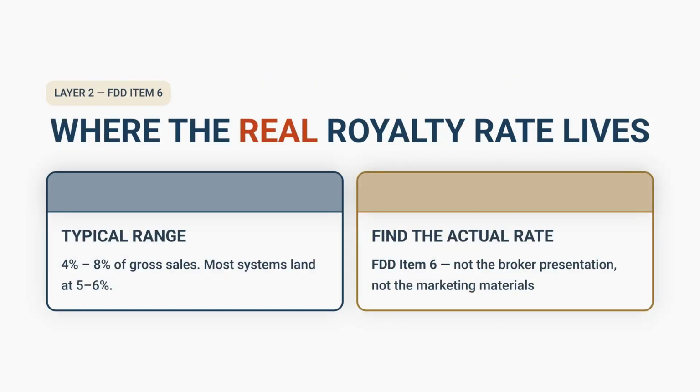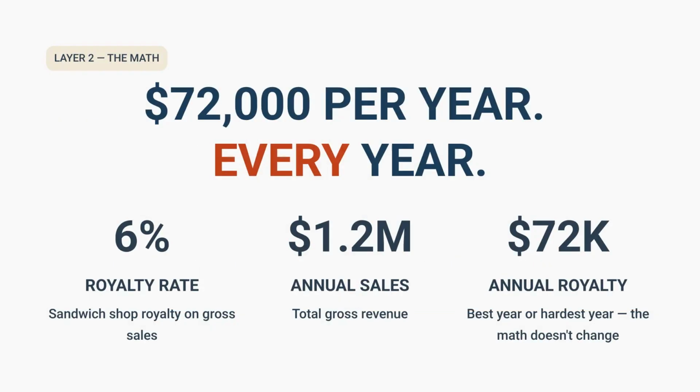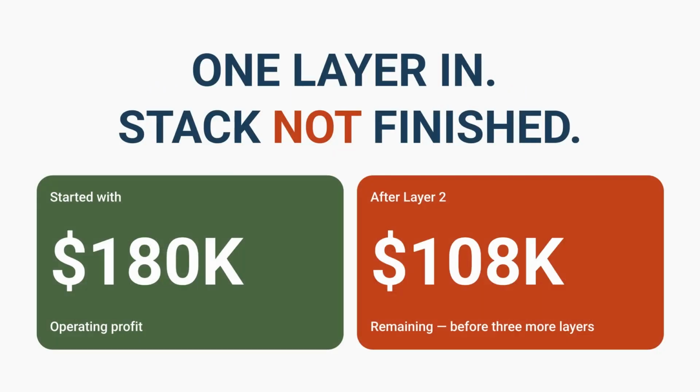Royalty rates typically run in the range of 4 to 8% of gross sales, with many systems landing around 5 to 6%. The specific rate for any concept is disclosed in FDD Item 6. That is where the real number lives, not the broker presentation, not the marketing materials. For the sandwich shop, the royalty is 6%. On $1.2 million in annual sales, that is $72,000 per year, every year. And that math runs whether the business is having its best year or its hardest one. That single layer has changed the economics of this business significantly, but the stack is not finished.